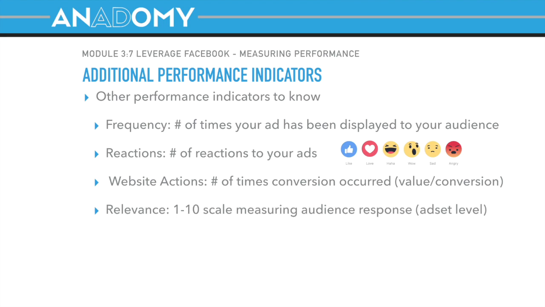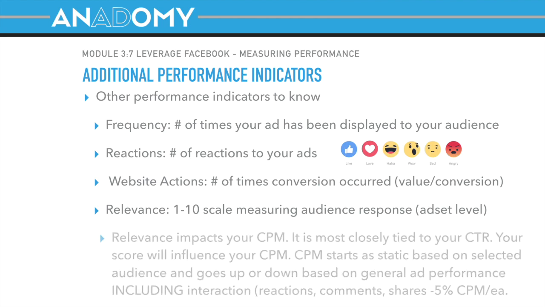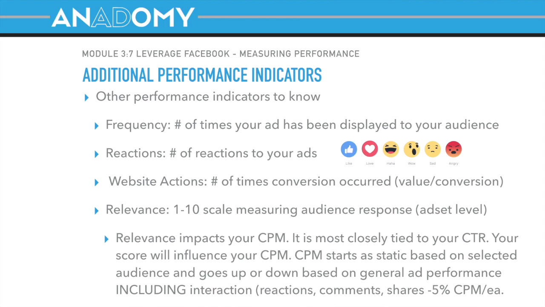Now, another thing to know is relevance. Relevance is a scale between 1 and 10 that measures how your audience is interacting with your content. There are a few really important things to know about relevance. Relevance does impact your cost per 1,000 impressions, or your CPM. It's also very closely tied to what your click-through rate is. This means that if you're able to get a higher than average click-through rate, Facebook is going to attribute that to the fact that people like your advertisement. When this happens, your relevance score will go up and your cost per 1,000 impressions will go down.